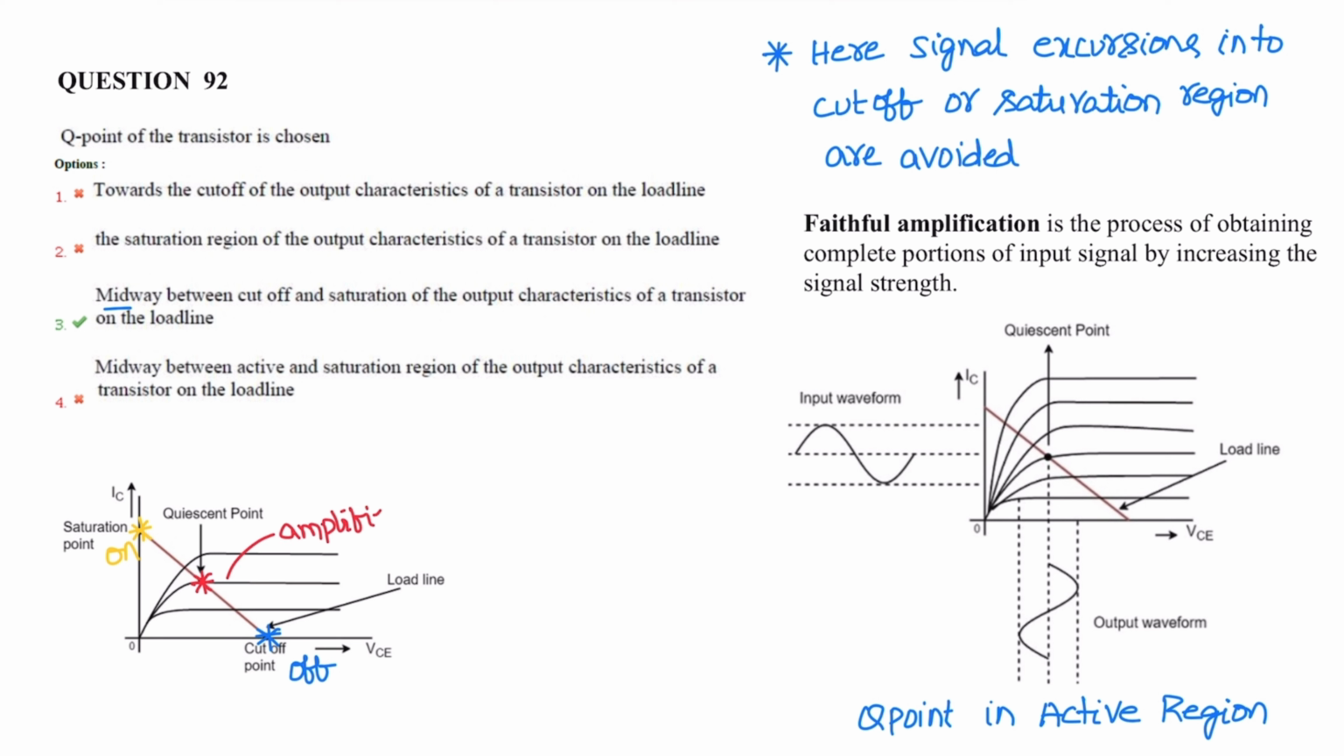If the Q point is midway between cutoff and saturation regions of the output characteristics of transistor on a load line, then faithful amplification is possible. This faithful amplification is a process of obtaining complete portions of input signal by increasing the signal strength. In this image, Q point of the transistor is exactly at the middle. Input waveform shape and output waveform shapes are similar and amplification is done.